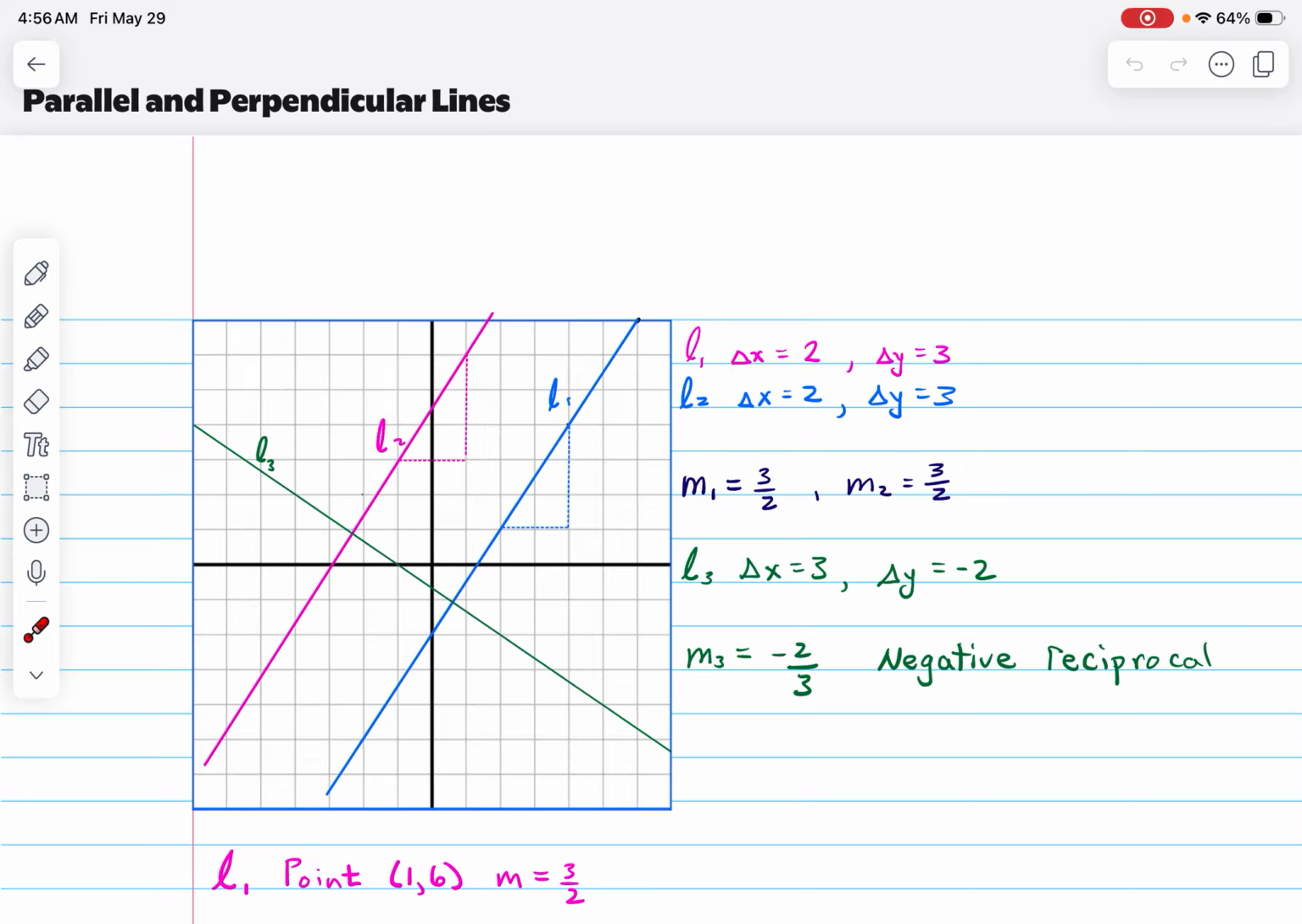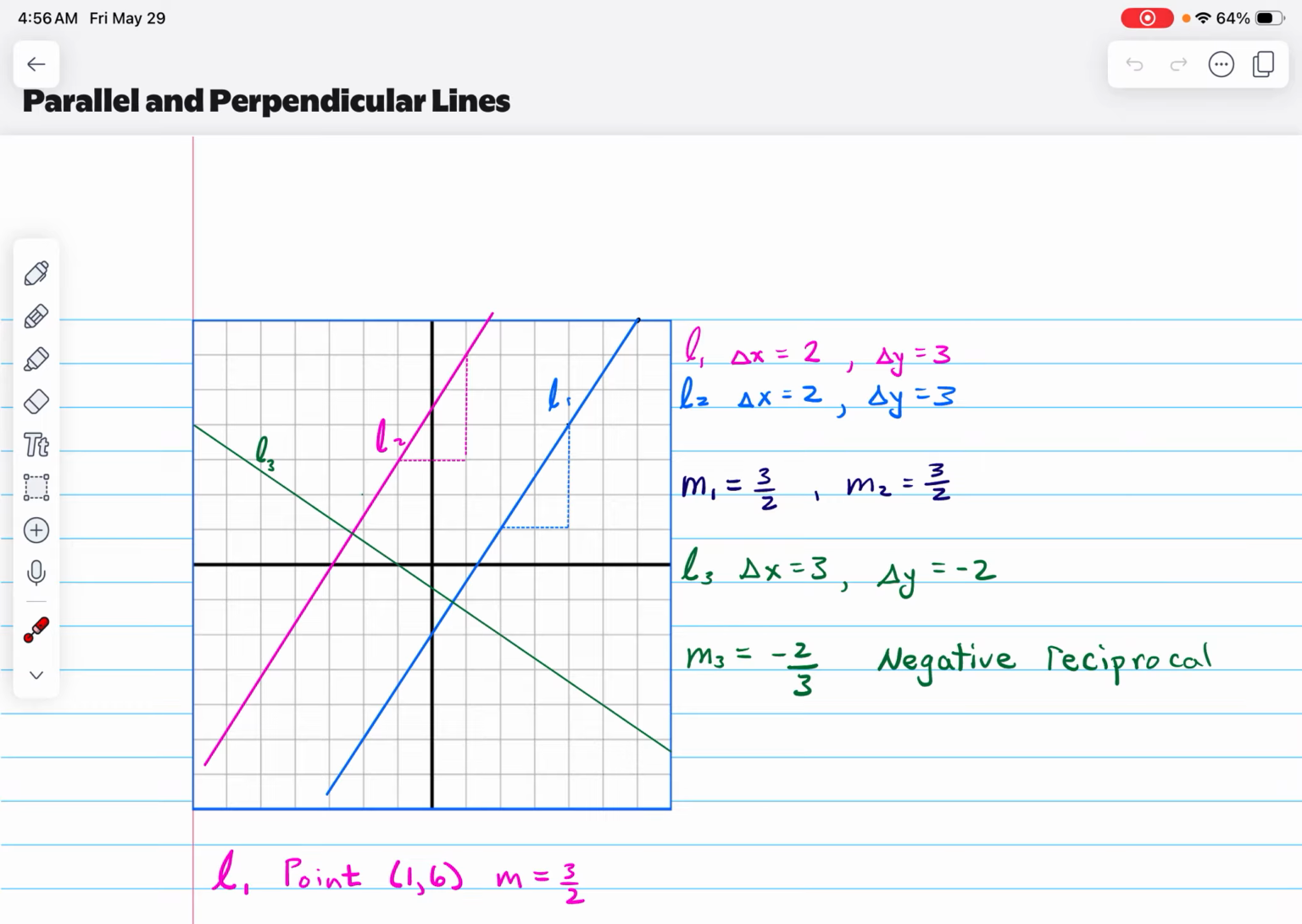Now, let's look at the pink line here, L2. Notice we'll start here at this point. Notice we go to the right 2 and up 3 to get to this other point up here. So on this one, delta x is equal to 2 and delta y is equal to 3, just like the line before. Now, whenever delta x and delta y are the same for these two lines, we say that these lines are parallel. They never intersect on the plane.